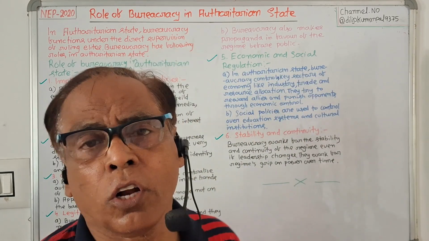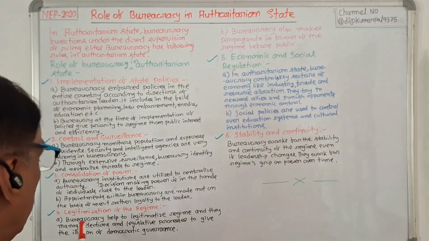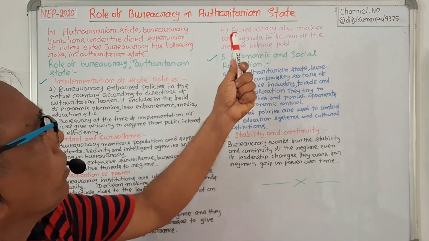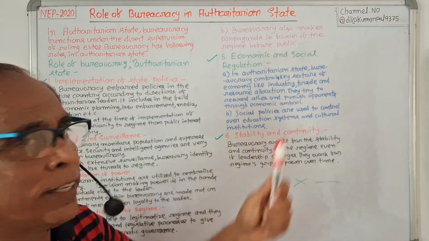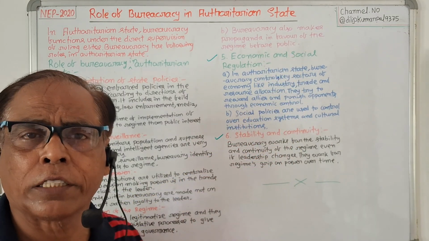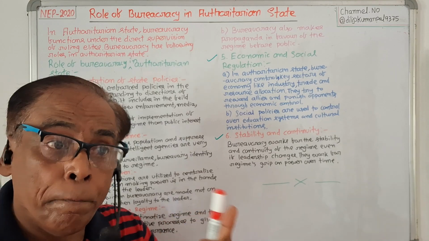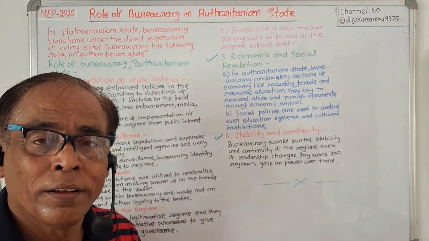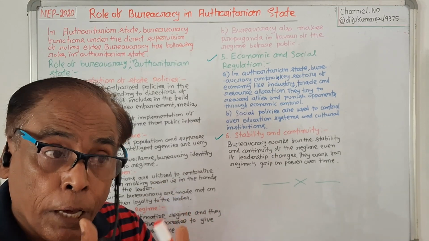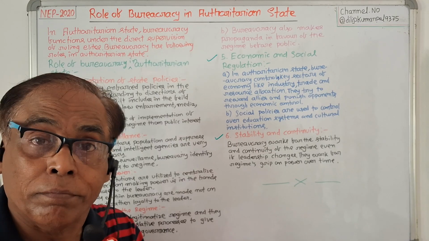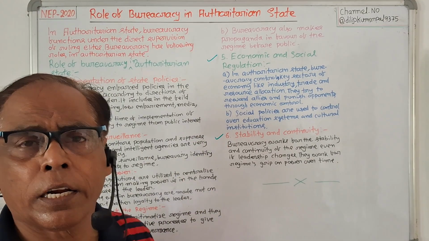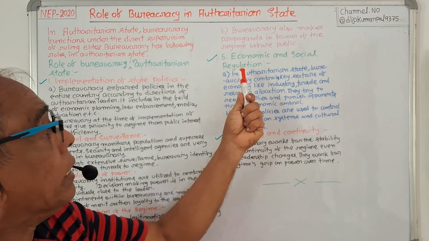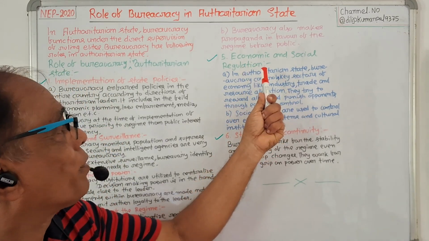Then another function of bureaucracy in authoritarian state under legitimization of regime is that bureaucracy also makes propaganda in favor of the regime before the public. Another function of bureaucracy in authoritarian state is economic and social regulation.